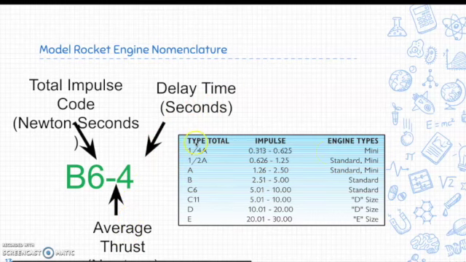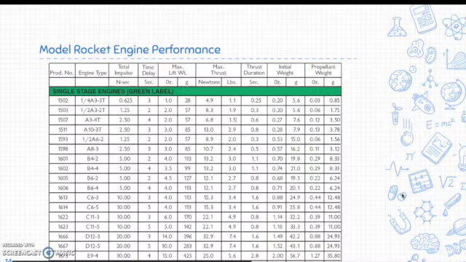If you look at this chart over here, you'll notice that we have labels for the letters, so that is our type. So we have 1/4 A, 1/2 A, and A. These give you the types over here, as well as the impulse, so the amount of thrust that we can have inside of these engines. Obviously, A is the smallest, with E being the largest.